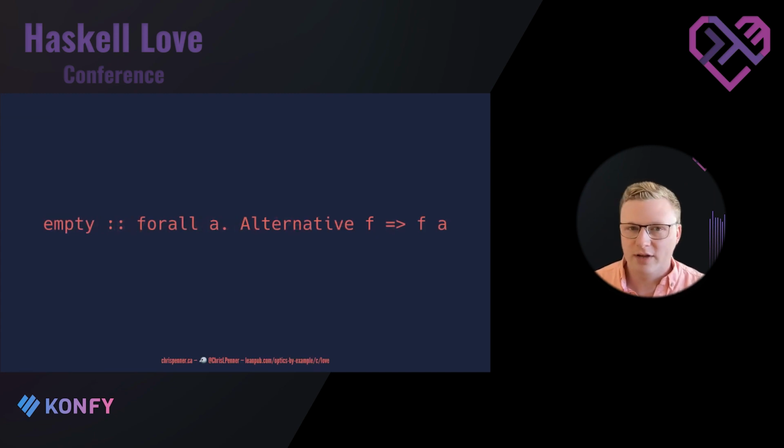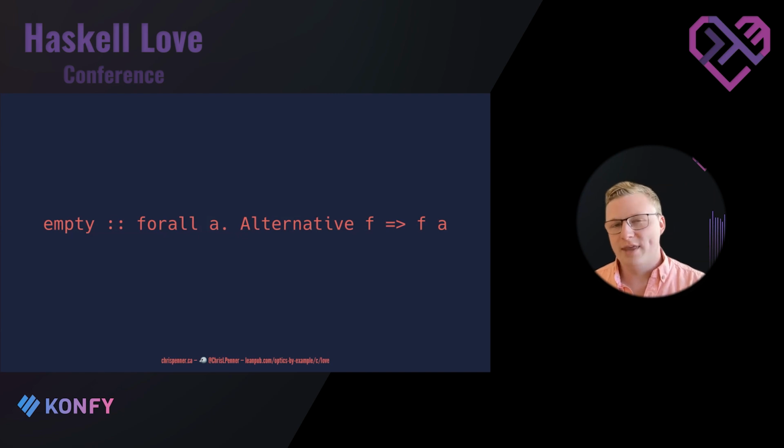And I'm actually going to clarify the type here. I'm going to insert that implicit for all A there. And this actually shows us that when we define this empty combinator, we have to be able to provide an alternative which works for any possible internal value, right? Like any possible contained value.